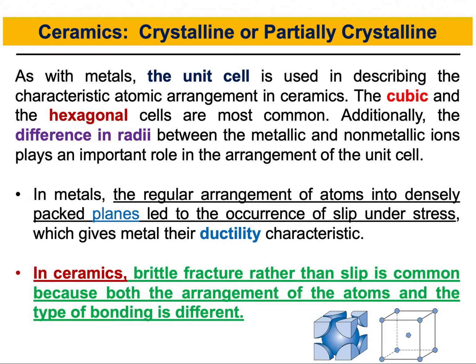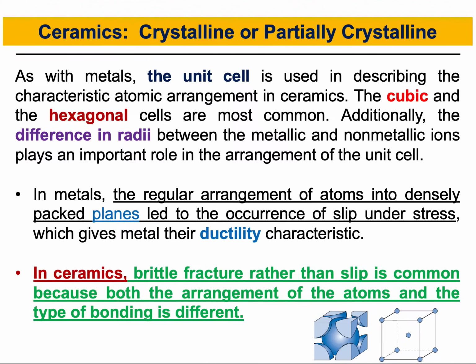So here in ceramics, the difference in radii is very important. If you have atoms that are touching each other, the difference between the radius of this atom and that atom is important in ceramics because it affects its properties. And we will talk a little bit more about it. The differences between the radii of metallic and non-metallic ions play an important role in the arrangement of the unit cell, resulting in changes in the properties of the material itself.